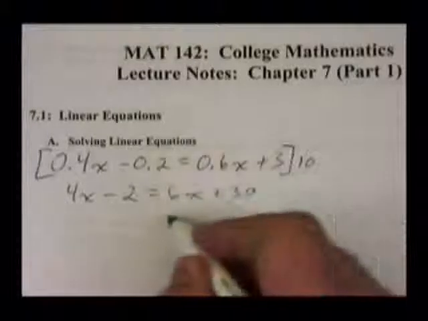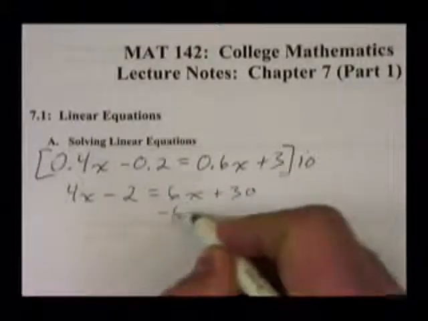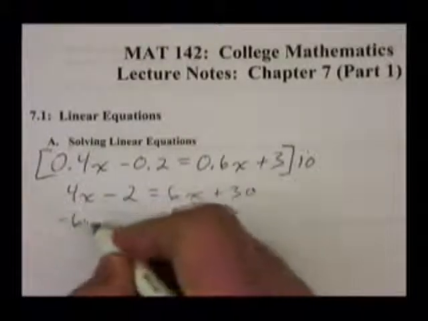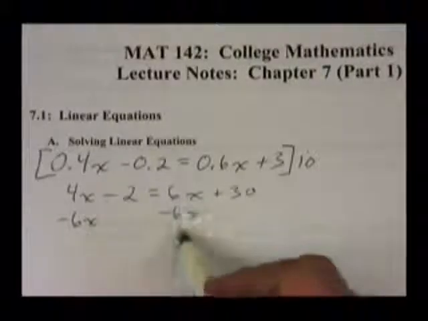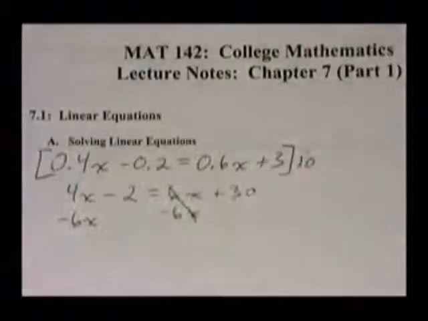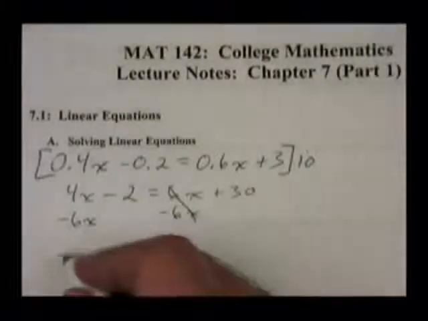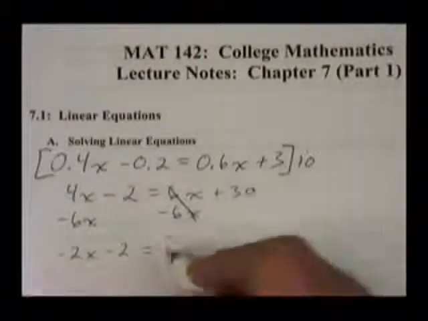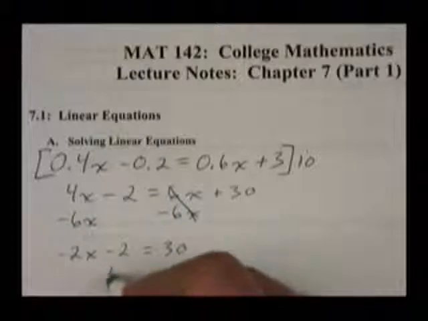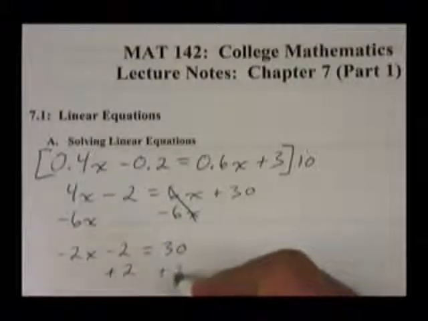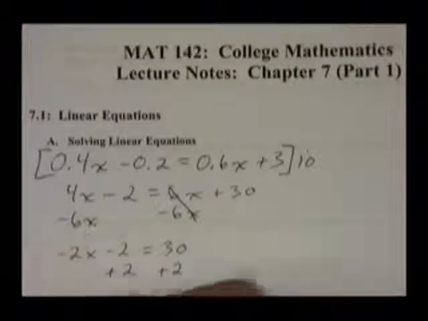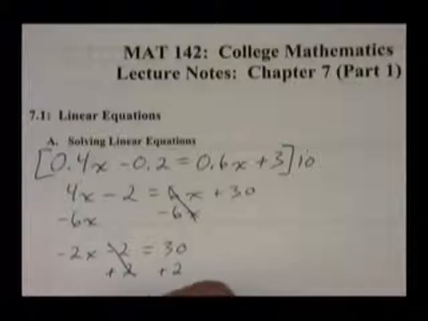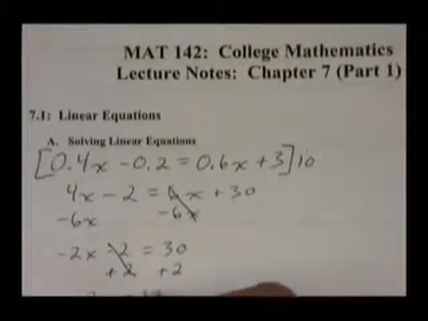I am going to go to the left side, but if you like to stay away from negatives, you can do that as well. So I'm going to subtract 6x from both sides, so the 6x's will cancel out over here, and I'm going to get negative 2x minus 2 equals 30. I'm going to add 2 to both sides, so that'll cancel out the 2, and I'll have negative 2x equals 32.